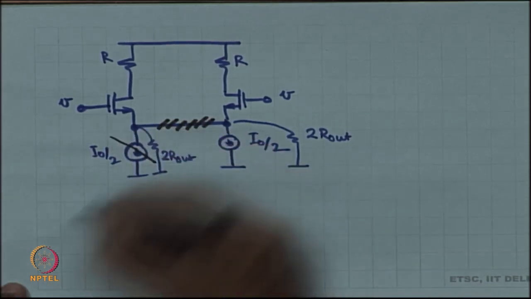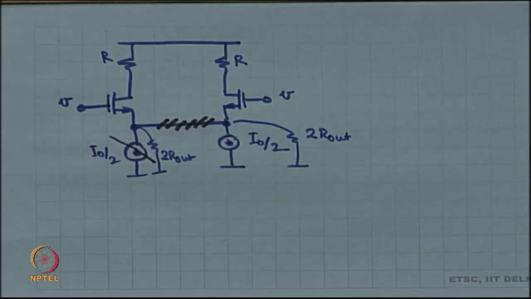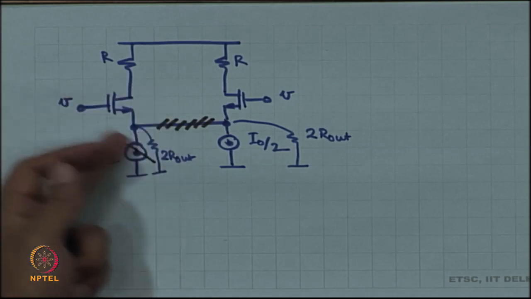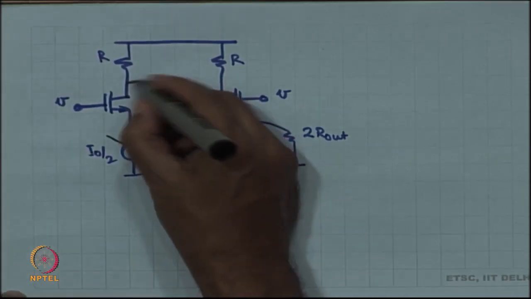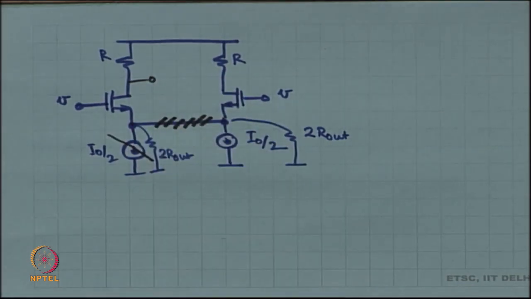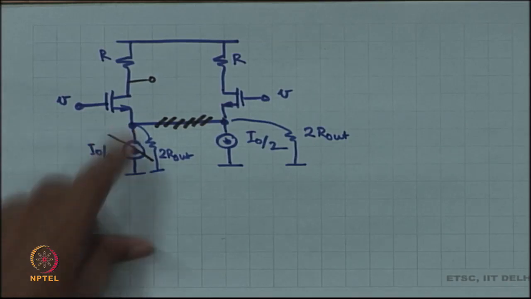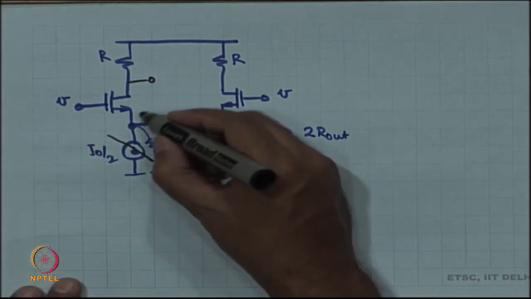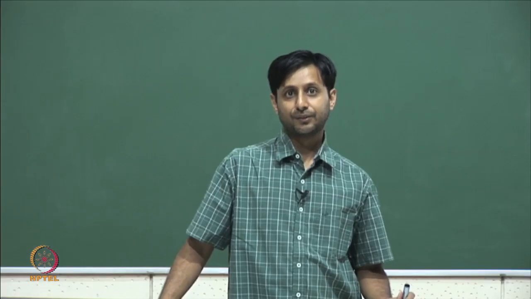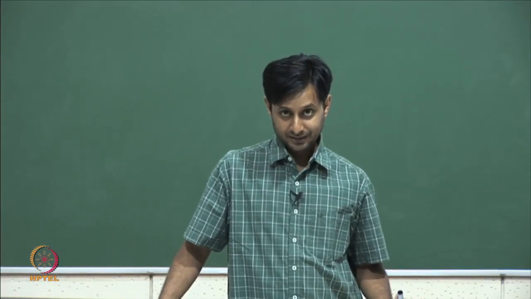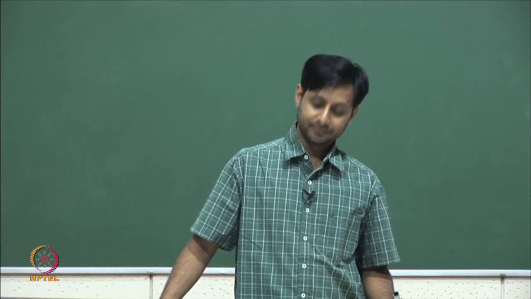In the small signal picture, this I naught by 2 does not really matter, right. In the small signal picture, this is a source degenerated common source amplifier, and you know how to solve this, right. How do you solve it? First, you find out the voltage over here. How will you find out the voltage over there? By solving for the common drain.